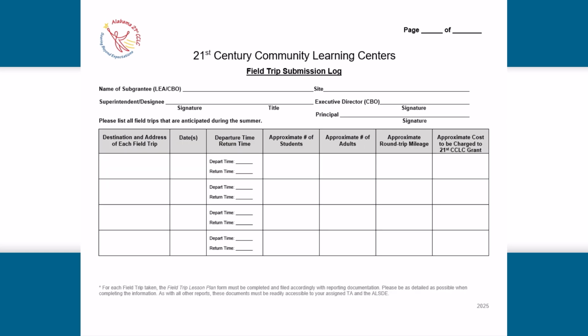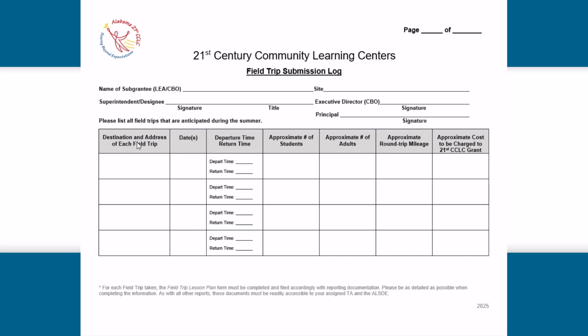This form is your field trip submission log. Here you include the information about your LEA or CBO, your site, their superintendent or designee signature and title should be here, your CBO's executive director's signature should be here, and the principal.